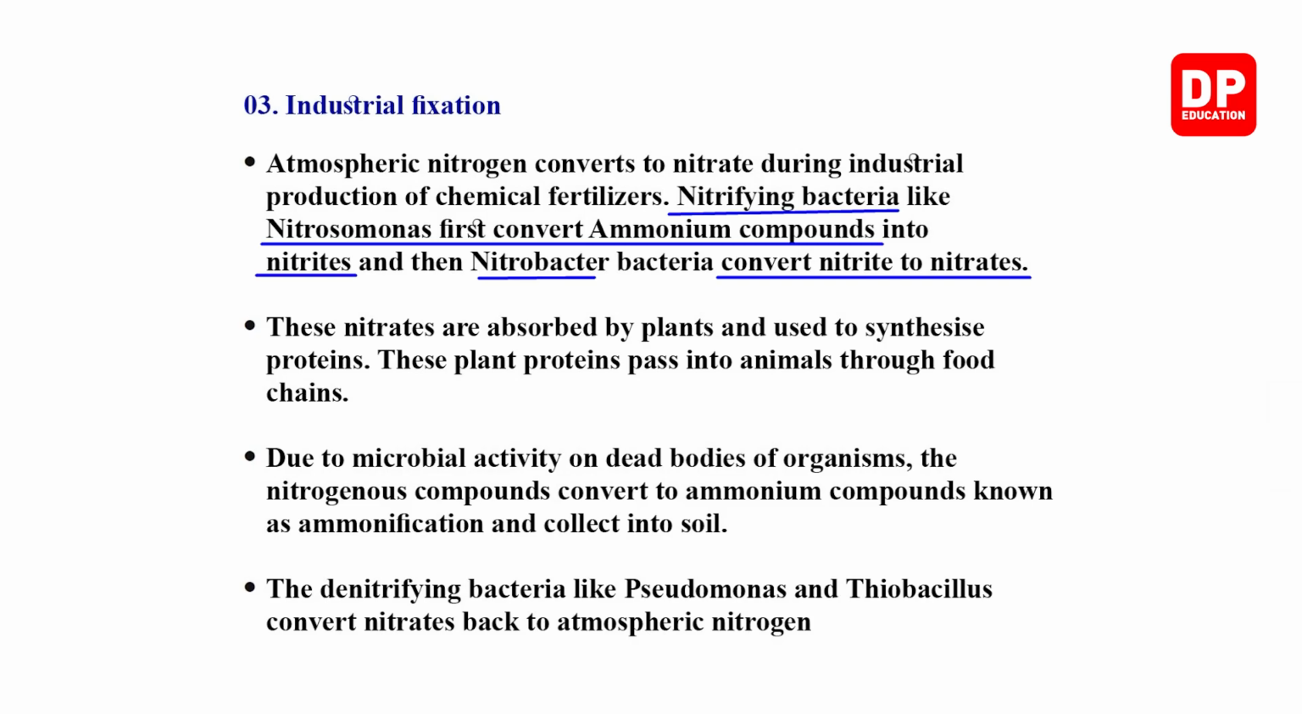This is going to happen under two main steps, my dear children. First one, atmospheric nitrogen converts to nitrate during industrial production of chemical fertilizers. Then nitrifying bacteria like Nitrosomonas convert ammonium compounds into nitrites, and Nitrobacter converts these once again into nitrates. So nitrites into nitrates.